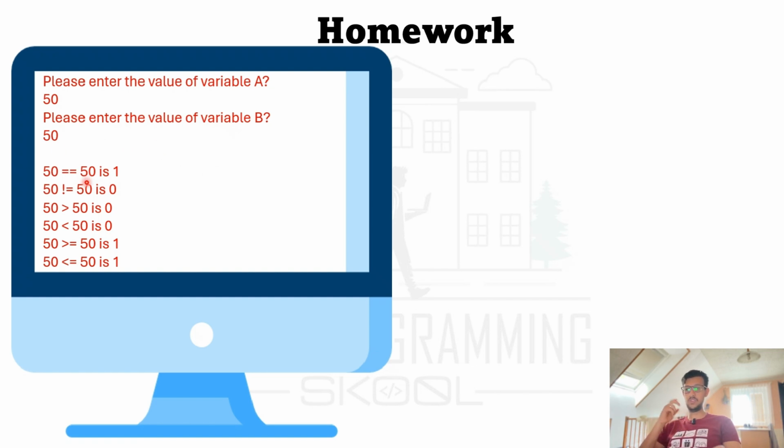Like here, 50 equal 50 is true. 50 not equal 50 is false, because 50 is equal to 50, so the result is 0. 50 greater than 50 is 0, because 50 is not greater than 50. 50 less than 50 is also 0, false. 50 greater or equal 50 is 1. So whatever numbers you read from the user through the console screen, let your program apply the relational operators, which is a comparison between these values.